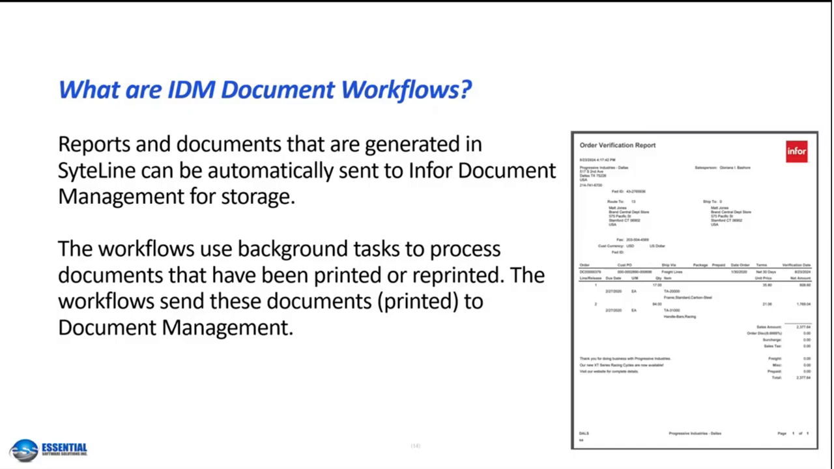So when a document's printed or reprinted as well, that will get sent. I talked earlier about the version controls, but let's say that you have an order verification report and you print it off the first time and there's 2 line items. The customer makes a change and then you delete a line. If you print the report again, you'll be able to see 2 versions of what happened with that customer order. So that's another nice feature to having them automatically save for you as well.